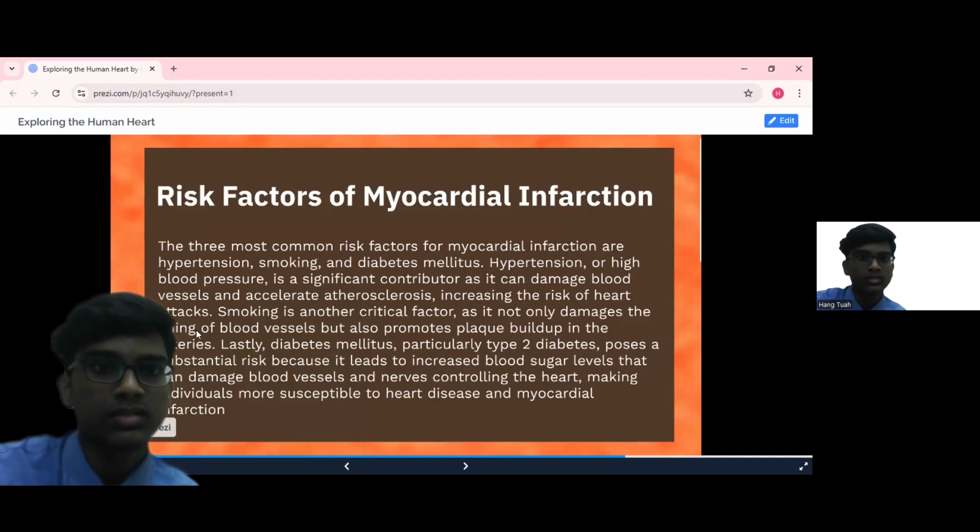Smoking is another critical factor as it not only damages the lining of blood vessels but also promotes plaque buildup in the arteries. Lastly, diabetes mellitus, particularly type 2 diabetes, poses a substantial risk because it leads to increased blood sugar levels that can damage blood vessels and nerves controlling the heart, making individuals more susceptible to heart disease and myocardial infarction.